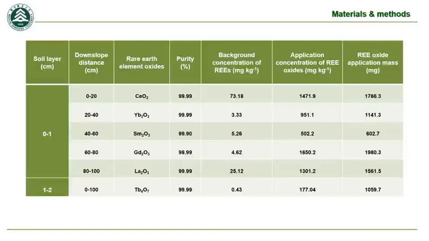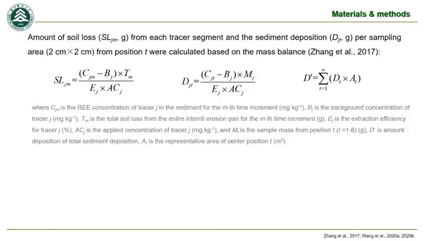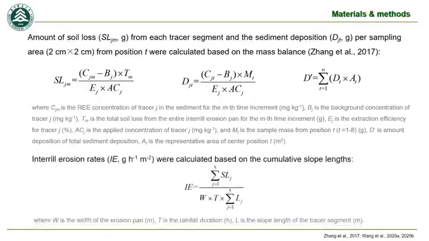The background concentrations of rare earth elements are listed in the table. The designed application concentration of REE oxide was at least 20 times more than the background. The amount of soil loss from each tracer segment and sediment deposition were calculated based on the mass balance, and the interrill erosion rate was calculated based on the cumulative slope length.